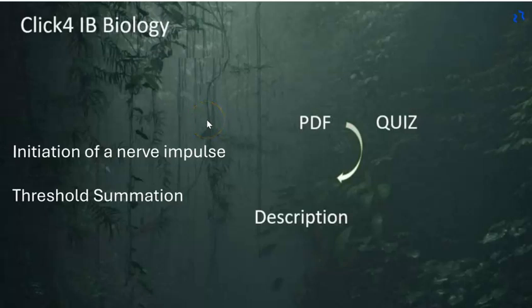Our topic is neural signaling, and here we're looking at the initiation of a nerve impulse.